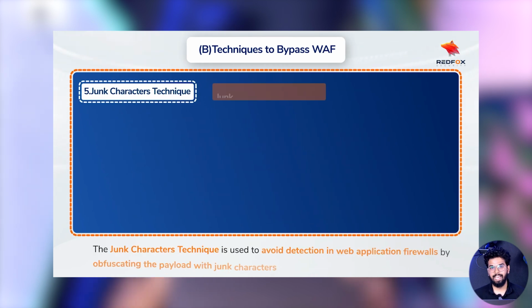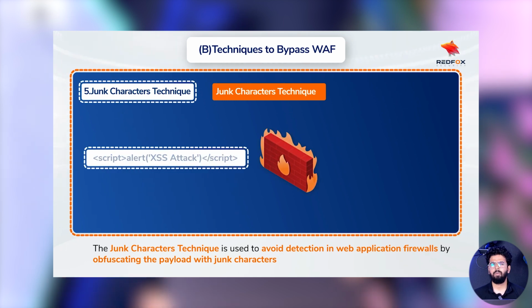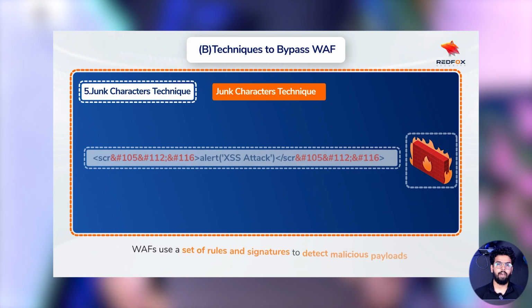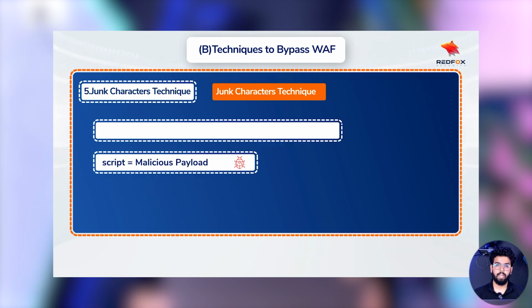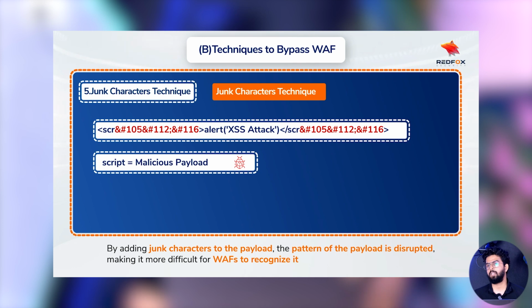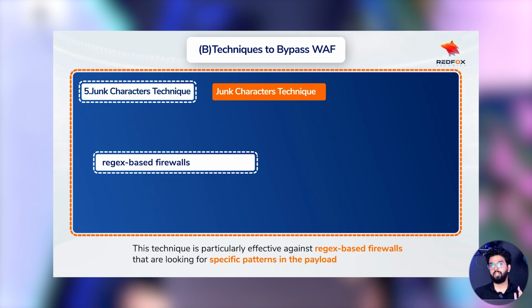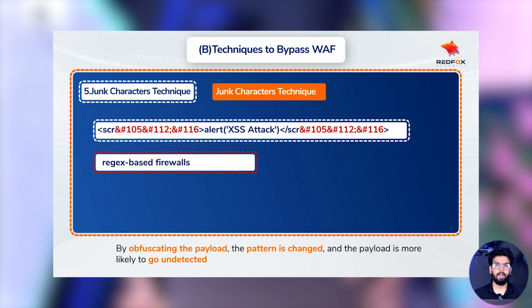Next one being junk characters technique. The junk character technique is used to avoid detection in web application firewalls by obfuscating the payload with junk characters, as can be shown on the screen. WAF uses a set of rules and signatures to detect malicious payloads. By adding junk characters to the payload, the pattern of the payload is disrupted, making it more difficult for WAFs to actually recognize it. This technique is particularly effective against regex-based firewalls that are looking for specific patterns in the payload. By obfuscating the payload, the pattern is changed and the payload is more likely to go undetected.